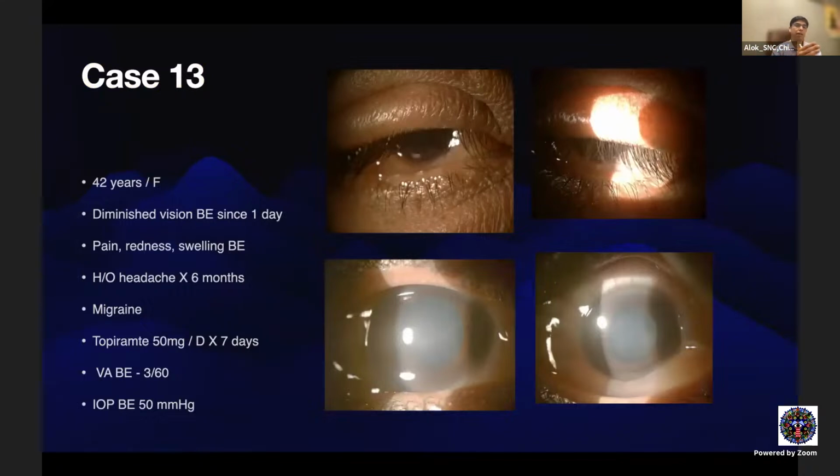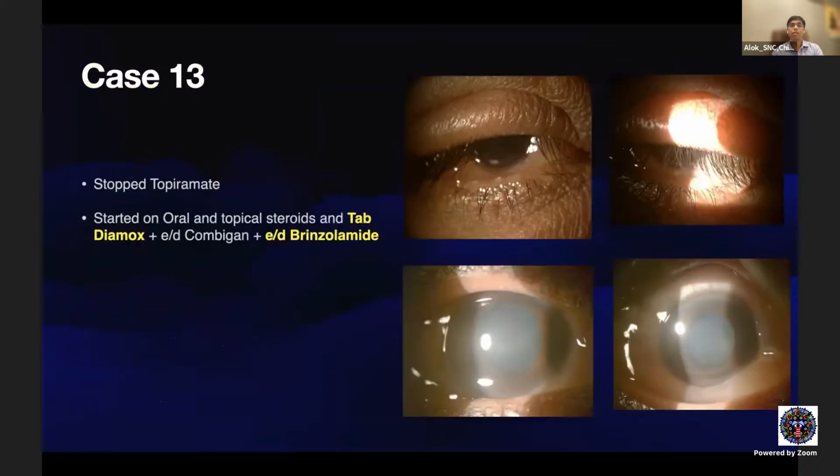This is my last case, and this is a 42-year-old female who presented with diminution of vision in both the eyes, with redness and swelling of both the eyes. She gave history of headache for 6 months and was diagnosed as migraine elsewhere, and was put on topiramate 50 milligrams since 7 days. The visual acuity in both the eyes was 3/60. There was shallow anterior chamber, as you can see here, diffuse haze of the cornea with DM folds. The lens was essentially clear, but the IOP was 50 millimeter of Hg in both the eyes.